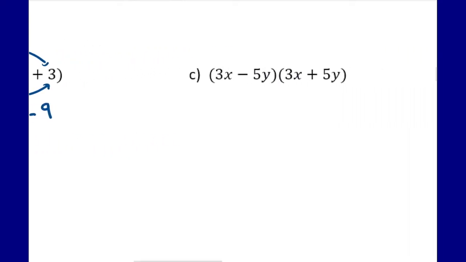And finally, looking at the last one, 3x times 3x, 3x times 5y, negative 5y times 3x, and negative 5y times 5y.